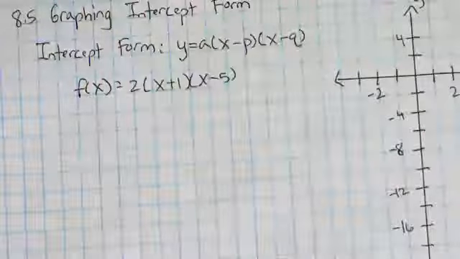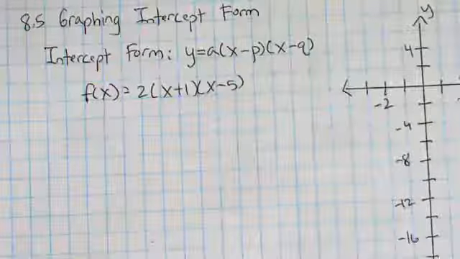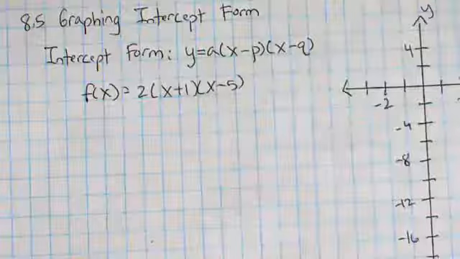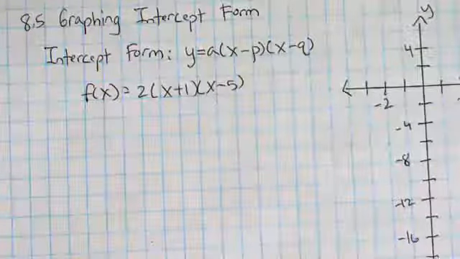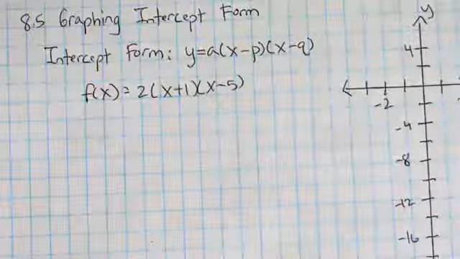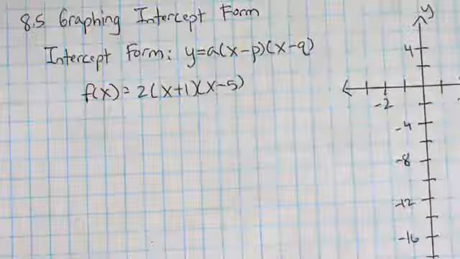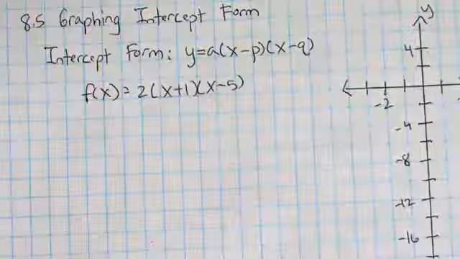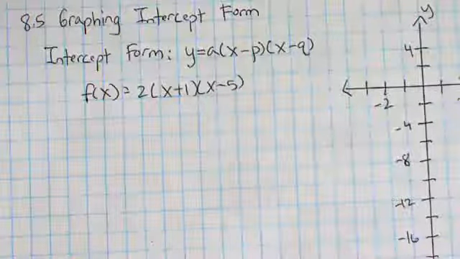All right, so today we are taking a look at 8.5 graphing intercept form. Intercept form is given as y is equal to a times x minus p times x minus q. Or alternately, f of x is equal to a times x minus p times x minus q. The example that we're given is actually in that function notation.